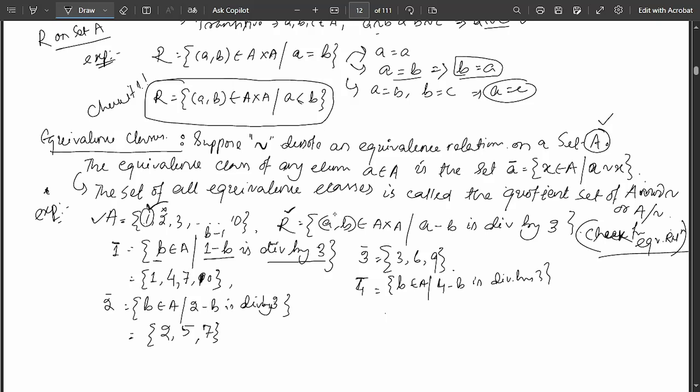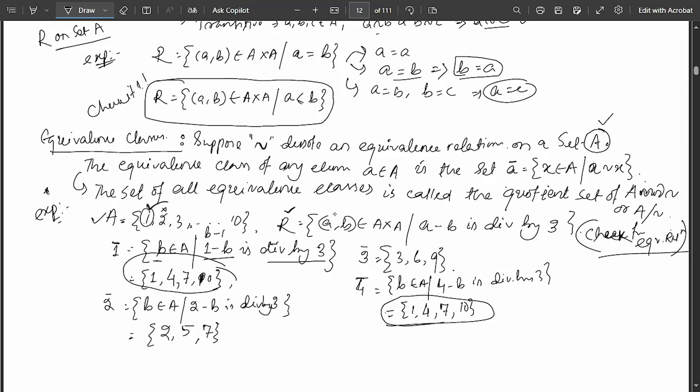For the case 1, 4 minus 1 is 3, and 3 is divisible by 3, so 1 is in the set. In the case of 2, it is not possible, 4 minus 2 is 2. In case 3, it is also not possible. In case 4, 4 minus 4 is 0, and 0 is divisible by 3, so 4 is in the set. Similarly, 7: 4 minus 7 is minus 3, divisible by 3, so 7 is in the set. And for 10, 10 minus 4 is 6, divisible by 3, so 10 is in the set. So it is the same as the equivalence class of 1.